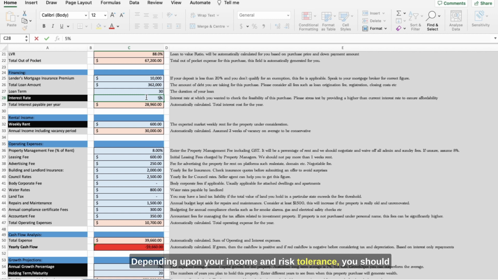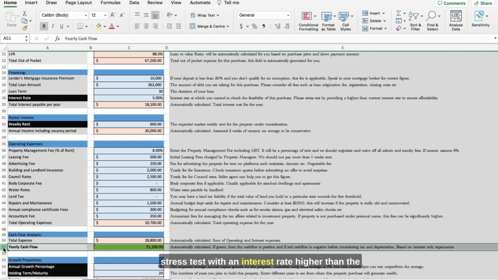Depending upon your income and risk tolerance, you should stress test with an interest rate higher than the current one to accommodate future rate rises. The last thing we need as investors is to sell the property forcefully when the market is not suited for it.